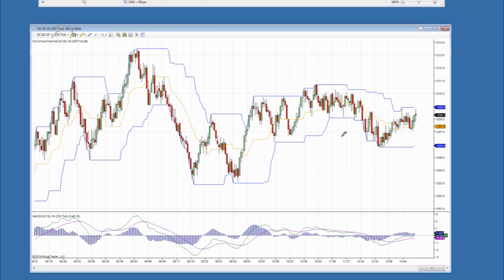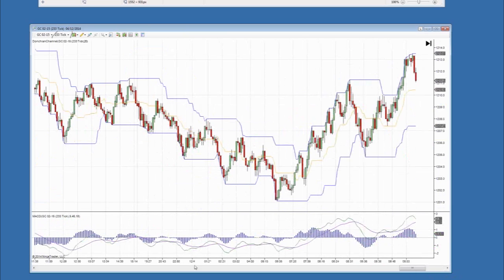Look, top of the channel. MACD below the 0, histogram above the 0. Top of the channel, short, MACD histogram 0. There's detailed information on how to watch for this combination on the website.